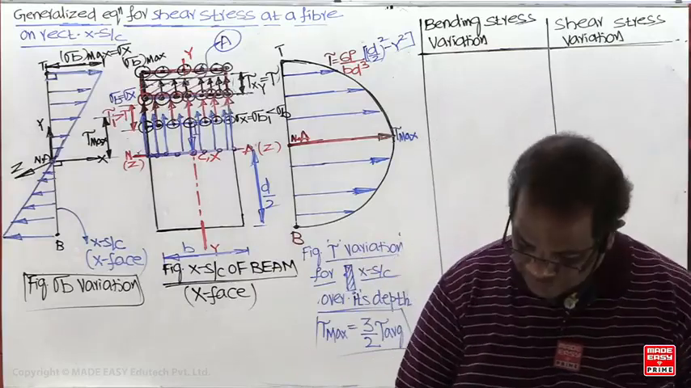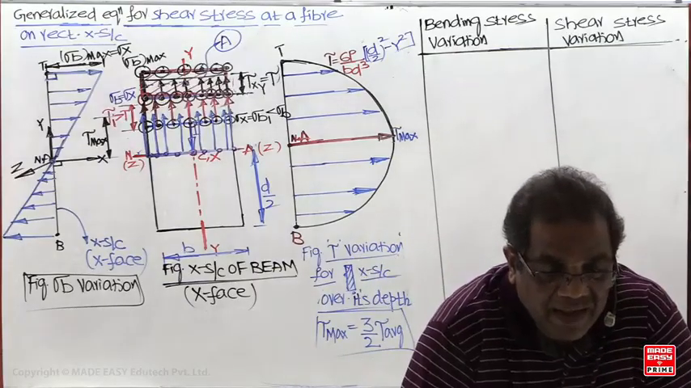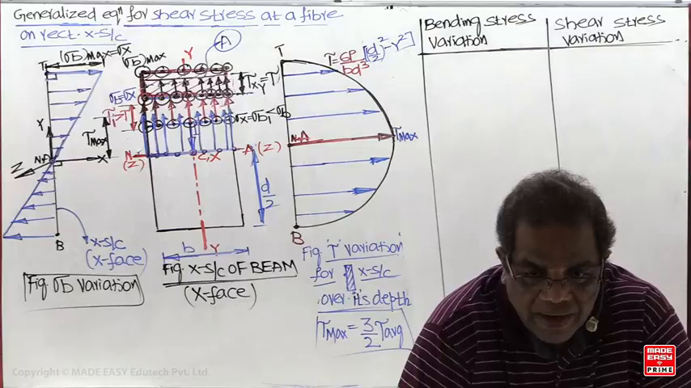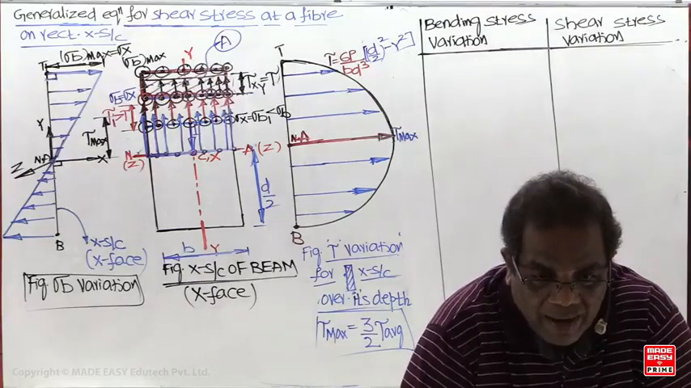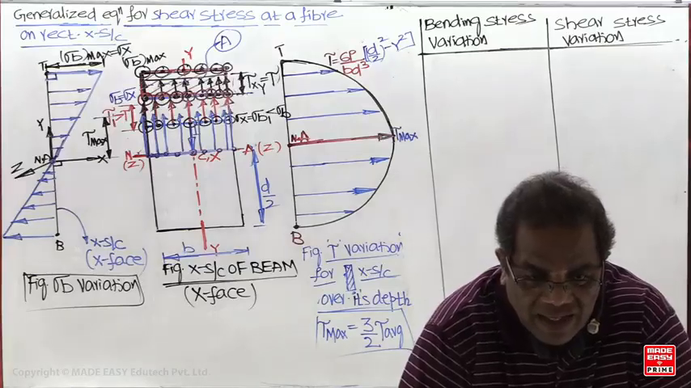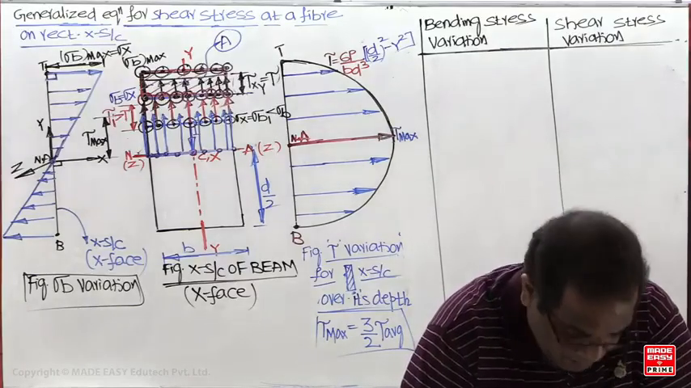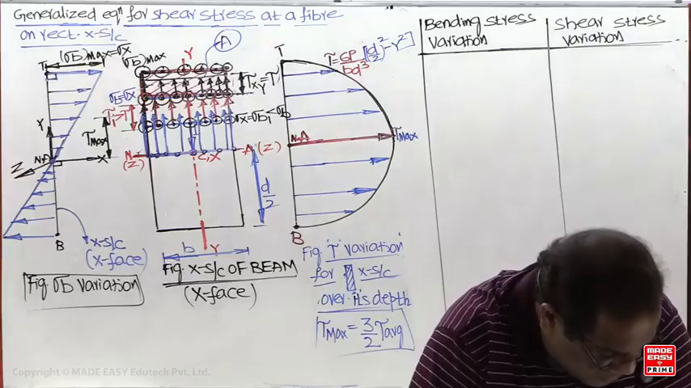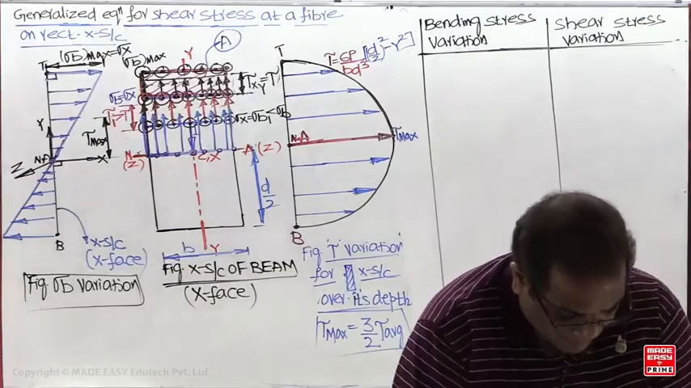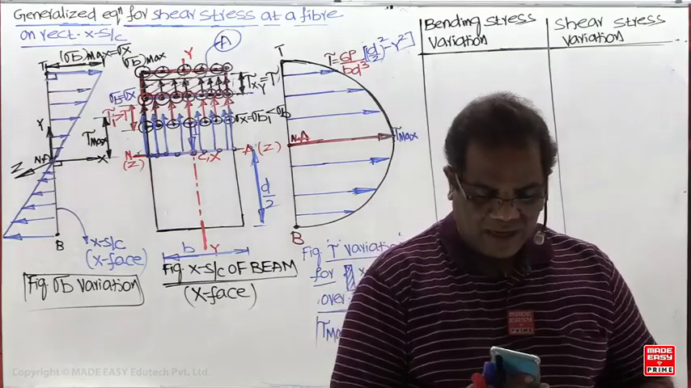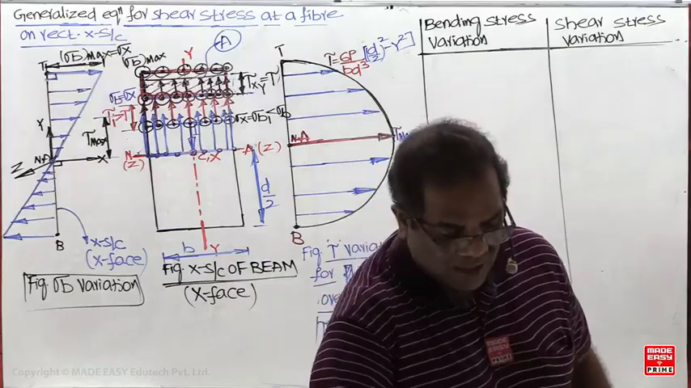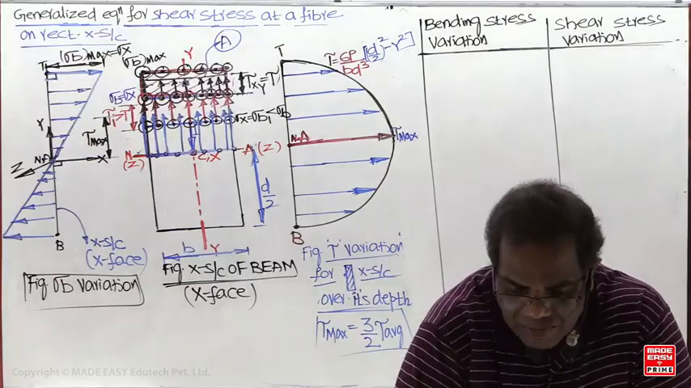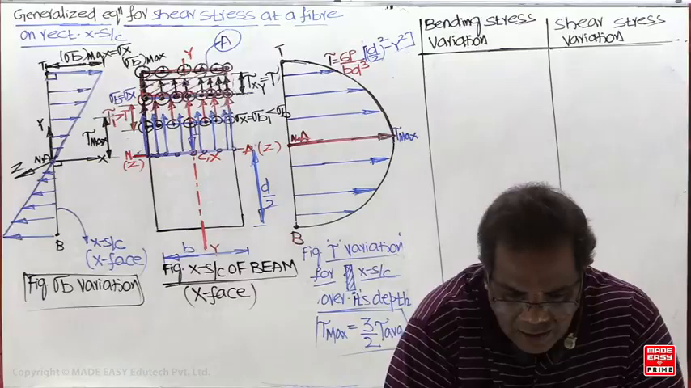Next, number 2. Bending stress varies linearly from fiber to fiber. Right hand side: shear stress varies parabolically from fiber to fiber. Number 3.